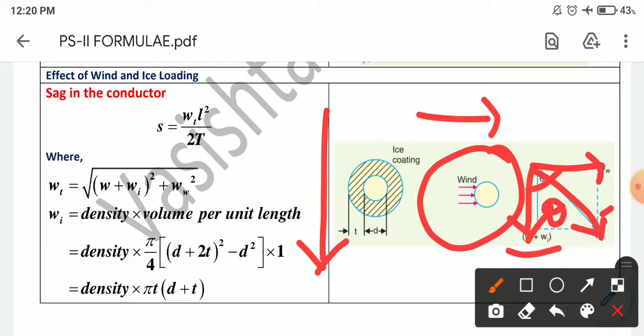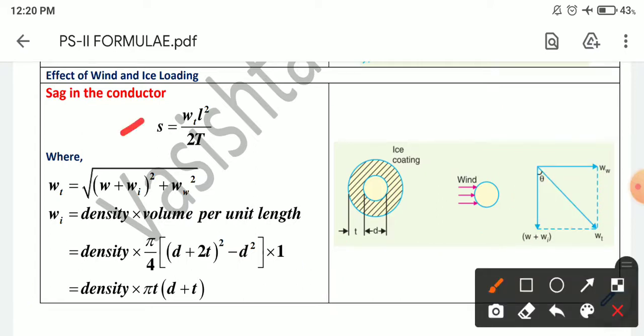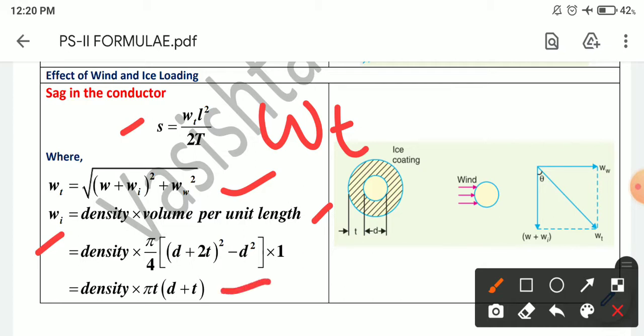So now coming to the formulas, the sag on the conductor can be given by Wt L square by 2T. Here Wt is nothing but the total weight of the conductor by considering ice as well as wind in addition to the weight of the conductor. So the total weight can be given by this formula: root over (W plus Wi) whole square plus Ww square, where Wi is the weight of ice, given by density into volume per unit length. After simplification, volume is nothing but area into length.